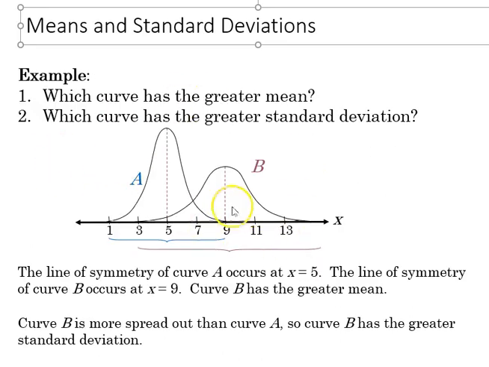We can also compare distributions where maybe we have two side by side like A and B here. And we can think about the question, which curve has a greater mean? And which curve has the greater standard deviation? So which one is more spread out? Which one has the highest middle? The line of symmetry of curve A occurs at 5, which is the mean, median, and mode in a symmetrical distribution. The line of symmetry for B is at 9. B has the greater mean. Curve B is also more spread out, as you can tell by how flat it is. And so B has a greater standard deviation.